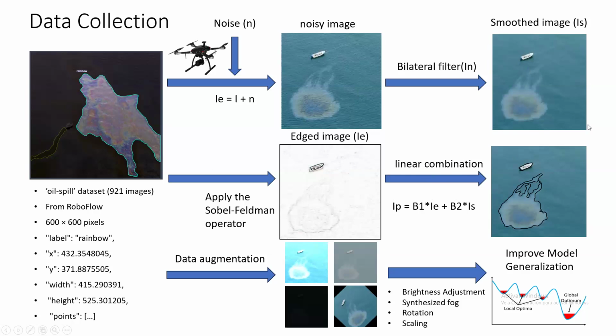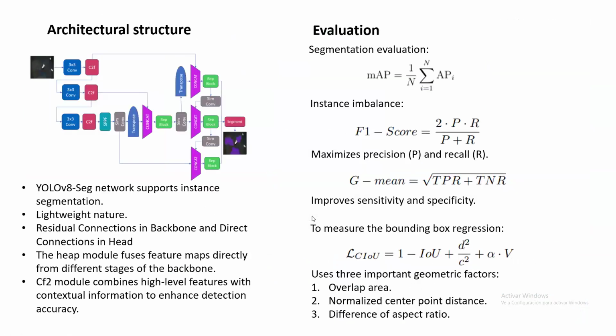To improve the generalization of the model, I use brightness adjustment, add fog, projection operations, and scaling operations on the images. I choose the YOLOv8 segmentation network because it supports instance segmentation and is lightweight and mature.